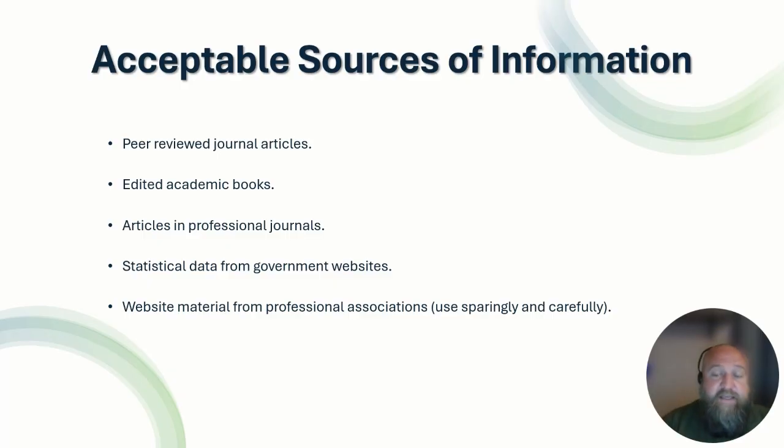Edited academic books. This can be things like textbooks, good sources of information. Again, sometimes textbooks can be wrong, but the likelihood of it is much less. It can also be things like academic publications, articles in professional journals. So things like, was it Monitor? I think that is the American Psychological Association's main newsletter journal that they send out.